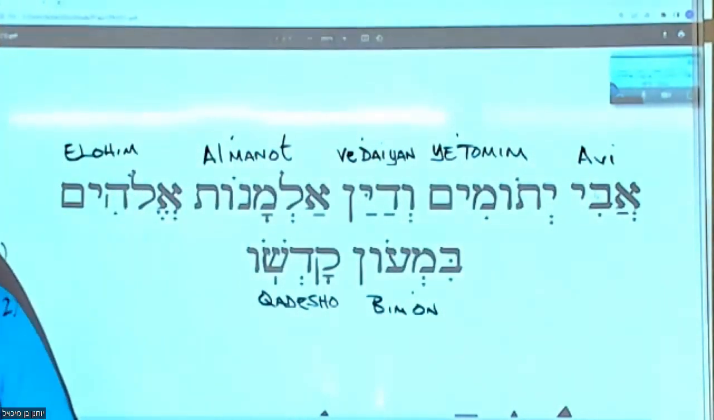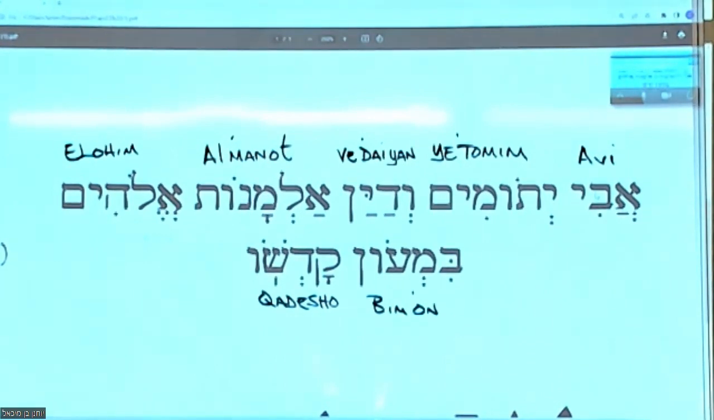Yatom. Yatom. Now, yatom means to be bereaved. It means to be lonely. Bereaved and lonely. The word yatom traditionally is the same word that they use for an orphan because they've lost their parents, so they're on their own. They're bereaved because somebody is gone. They're lonely because it's their closest relative. Okay, so the word yetomim would mean what?